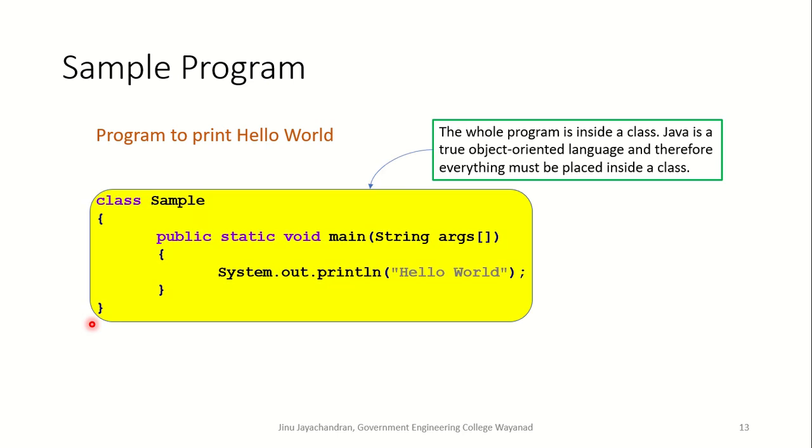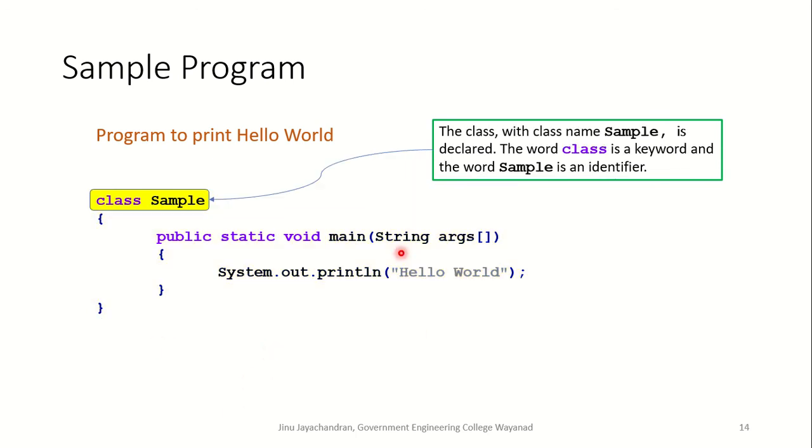In a Java program, everything should be inside a class, because Java is a pure or true object oriented language. So everything must be placed inside a class. Here we are placing inside a class Sample whatever we want to do. Our aim is to print hello world, and we have defined everything inside the class to print hello world. So let's look step by step. Class Sample. Class is a keyword, and you are defining a class with name Sample. So class Sample will declare a class with name Sample.